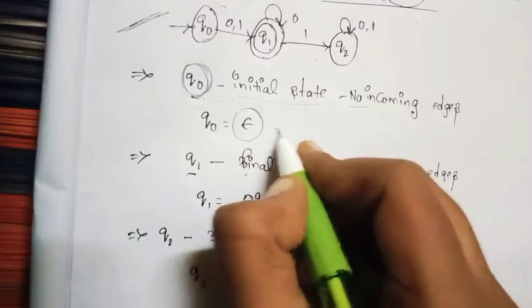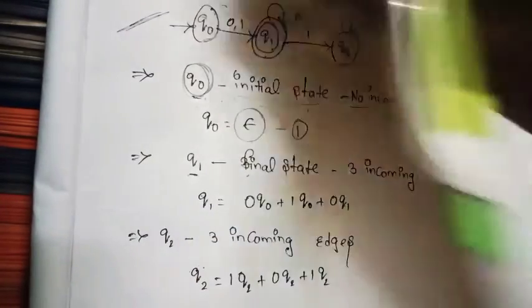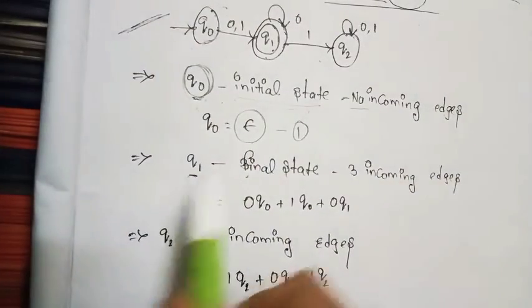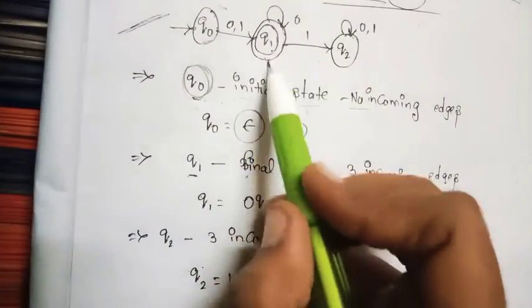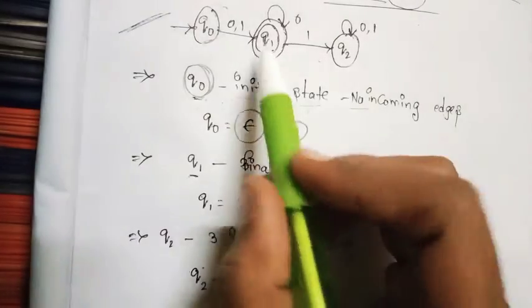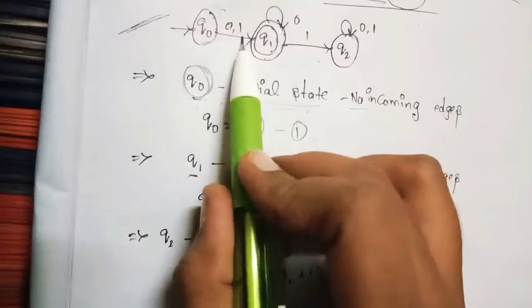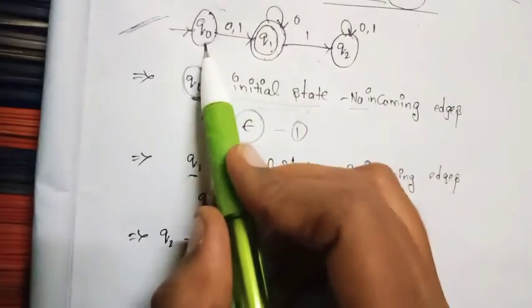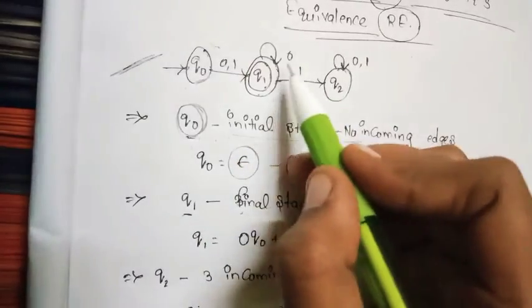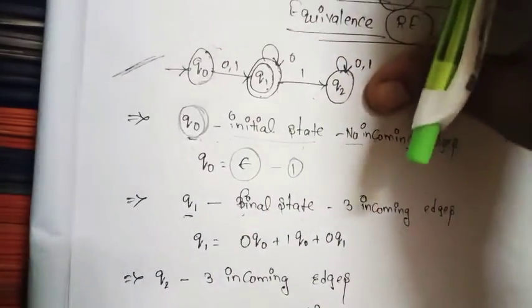Next consider q1. Q1 is the final state. Check how many incoming edges it has. From q naught it has 0 and 1, which means 2 incoming edges from q naught, and 1 its own self loop with 0. So there are 3 incoming edges.